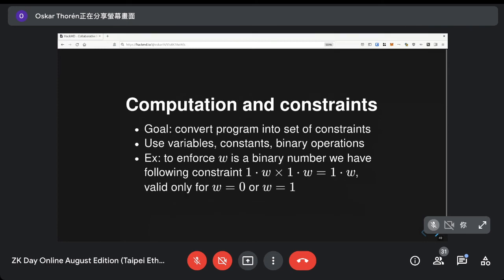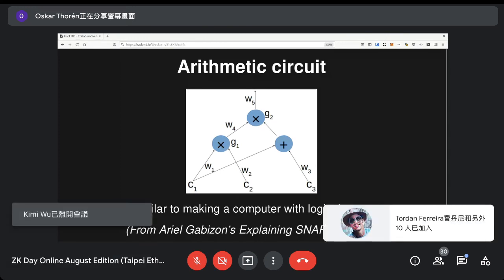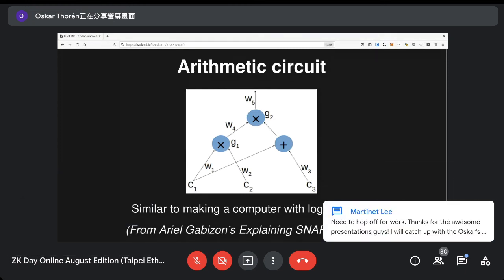So the goal in the first step is converting a program into some set of constraints. You can use variables and constants and binary operations. For example, let's say you have a function with some binary argument w, a binary number. Then we might have the following constraint: 1 times w times 1 times w equals 1 times w, which is only valid for w is 0 or w is 1. So it's a binary number. Essentially, we get what are called arithmetic circuits, and it's similar to making a computer with logical gates. So you start with a NAND gate, and then eventually you get Minecraft.